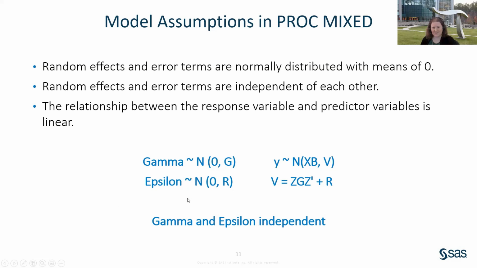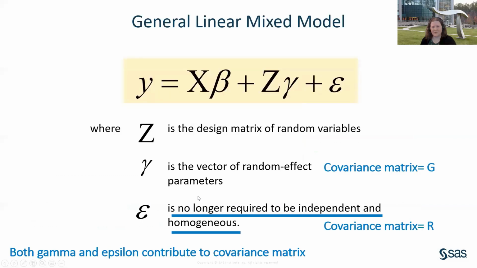Both gamma and epsilon have covariance matrices that are ultimately going to inform the variance covariance matrix of our data.